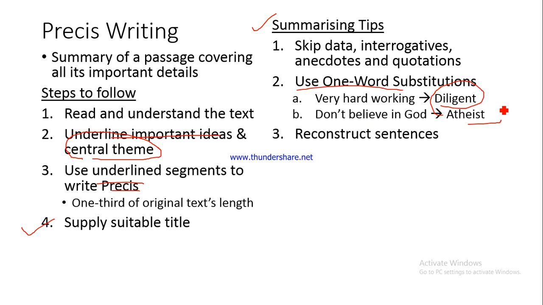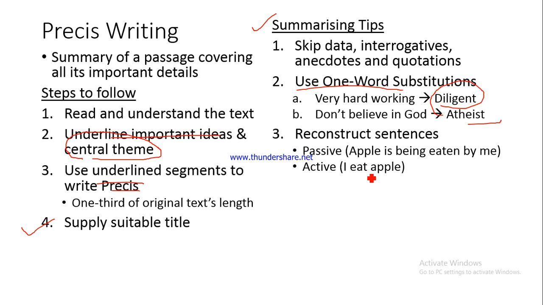Now reconstruct the sentences. You can also reconstruct the sentences to make them shorter, and this is how you can reduce the text length. You can reduce the length of the paragraph or the length of the passage. So how to do this? I'll give an example. When you say something in passive, apple is being eaten by me. If you say the same thing in active voice, you will write I eat apple. In passive voice, you will say the apple is being eaten by me.